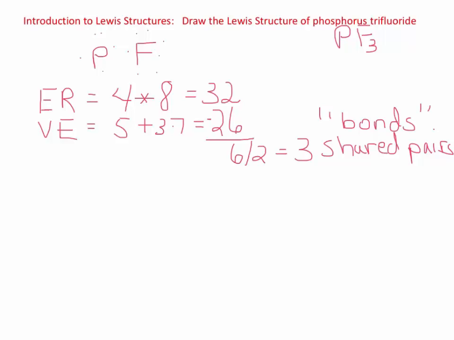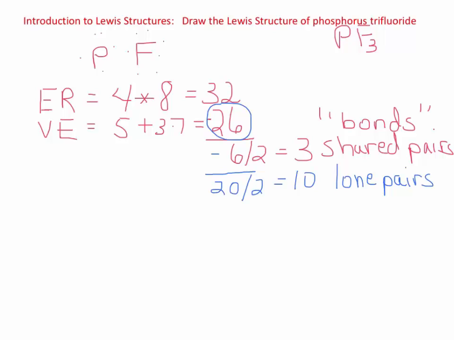Now, we can also think about how we'd spend our 26 valence electrons in lone pairs. If we only have 26 electrons to work with, and we know that 6 of them are involved in shared pairs, that leaves us 20, divided by 2, left to become 10 lone pairs.